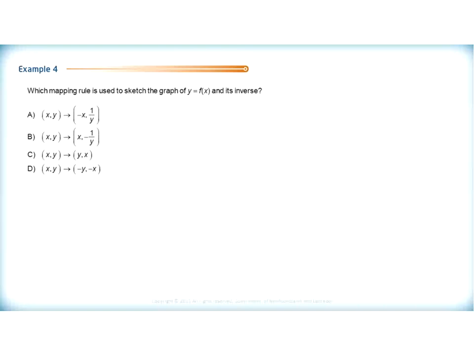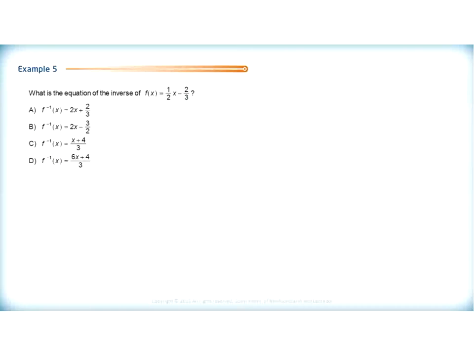Which mapping rule is used to sketch the graph of a function and its inverse? We know that a function and its inverse are reflections in the line y equals x. The (x, y) values become the (y, x) values. There's the mapping rule right there for a function and its inverse. We switch around the x and y. That's all we need to do to create the inverse function. So the answer to that one is C.